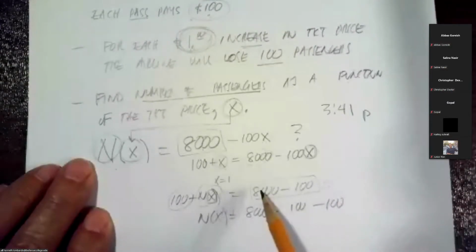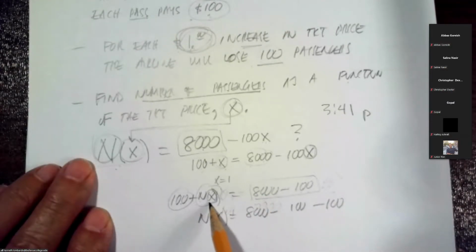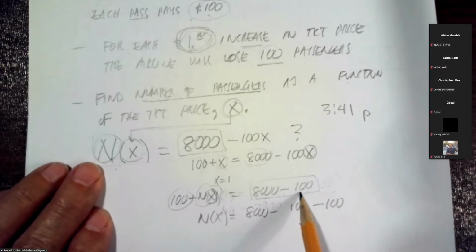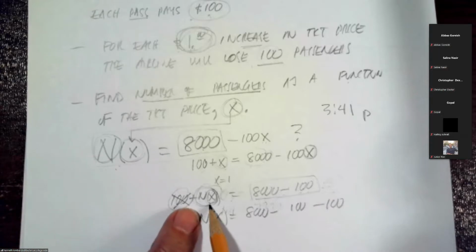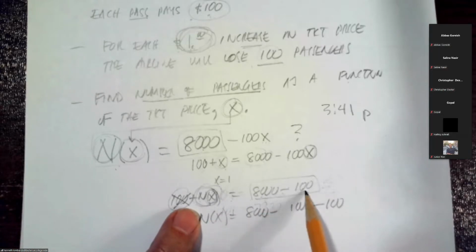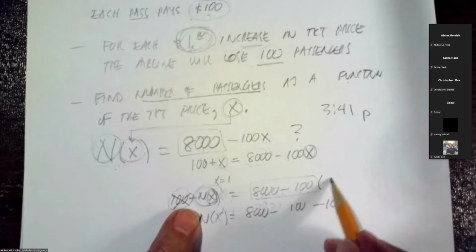Well, I think we're on the right track here. n as a function of x, we start out at 8,000. We want to subtract 100 per what? Per every dollar increase over 100. That's what we're trying to do. So this is a good starting point right here. I don't know that we need this because we're asked to solve for this. So the number is going to be 8,000 minus, we're going to lose 100 per something to do with x. And it's not just x.